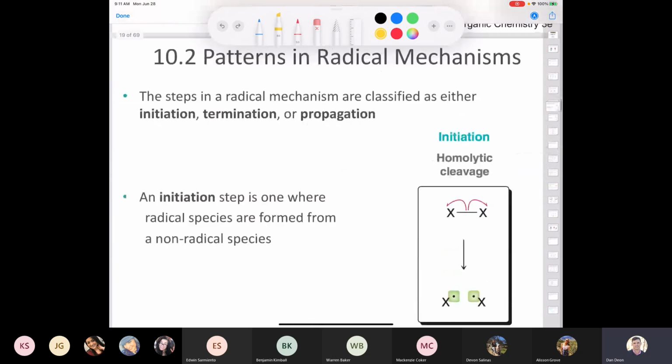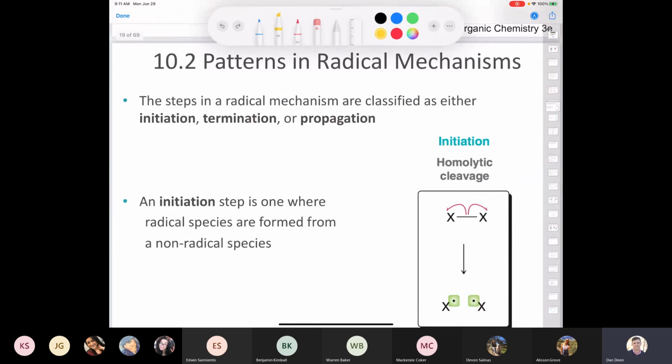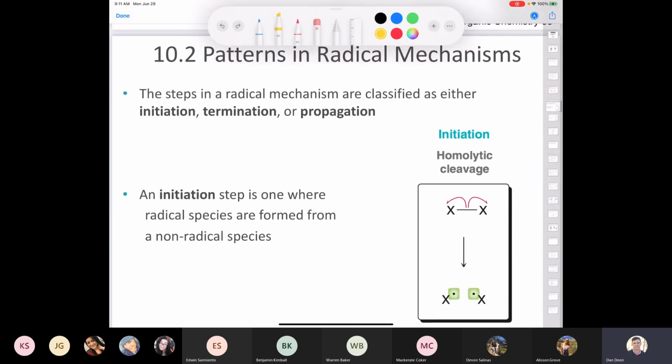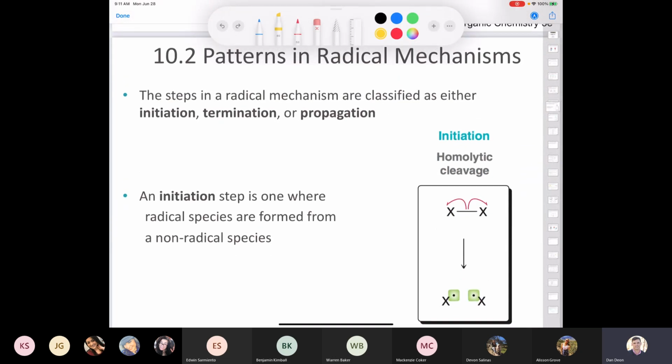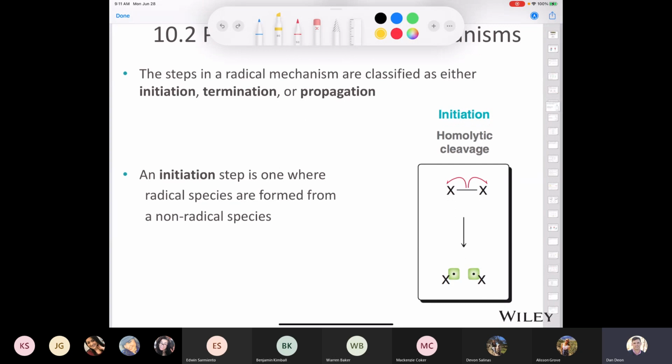The steps in a radical mechanism are classified as one of these 3 things: initiation, propagation, and termination. This is what I told you before I even started recording the video. Something you've got to remember in radical mechanisms is initiation, propagation, and termination. They're listed in a funky order here. I would reverse these two because termination is the end. Initiation is the start of the reaction, termination is the end of the reaction, and propagation is what propagates the reaction. It's what keeps it going.